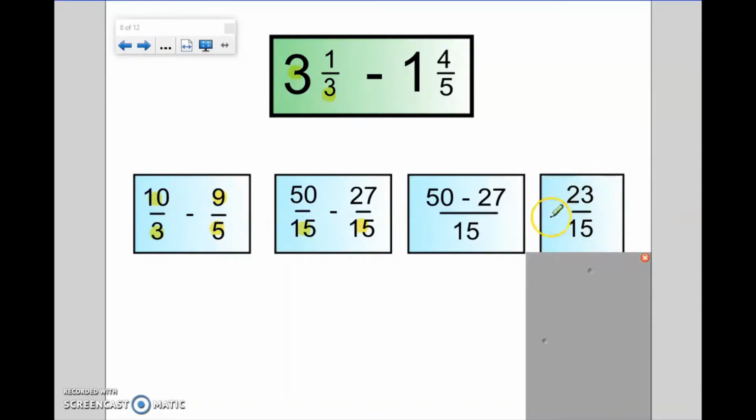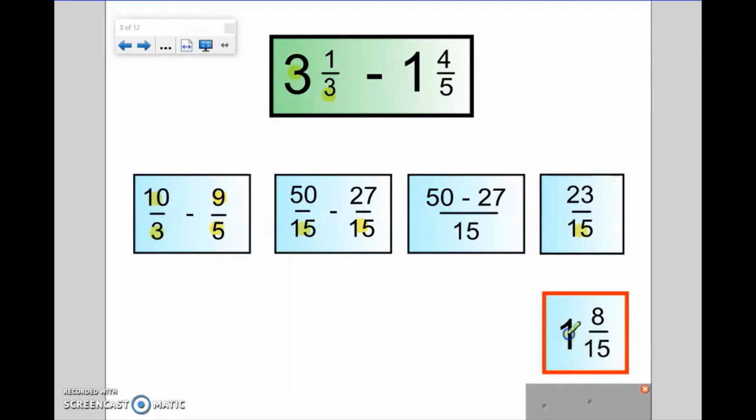This is an answer. However, usually we would present our answer as a mixed number, so I'm going to convert it into a mixed number. How many 15s are in 23? Well, that would be 1, remainder 8. One lot of 15 with 8 left over, and then my denominator remains the same. So the answer to this subtract question, 1 and 8 15ths.